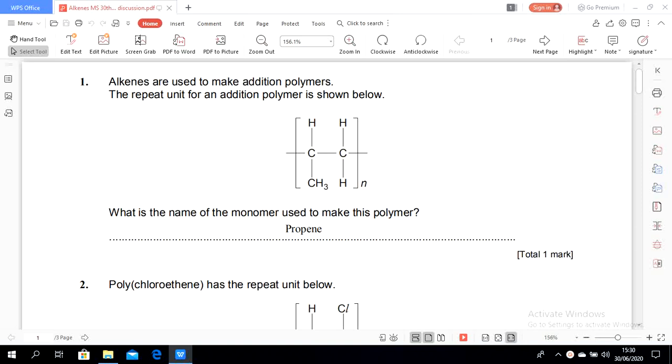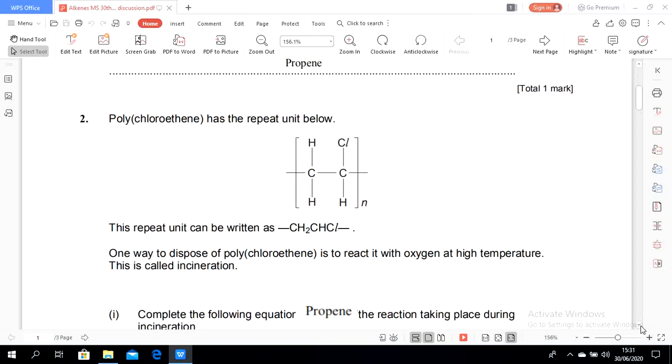Alkenes are used to make addition polymers. The repeat unit for the addition polymer is shown below. We count here, there are 3 carbon atoms. And then it is written here addition polymer. Addition polymer only occurs with a double bond. So if there are 3 carbon atoms, the monomer must be propene.